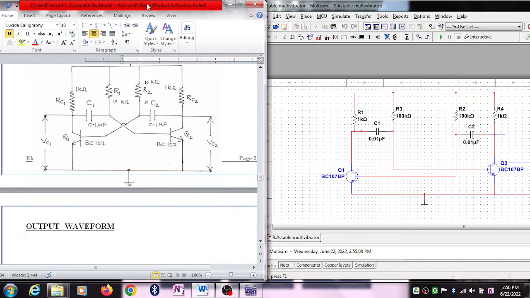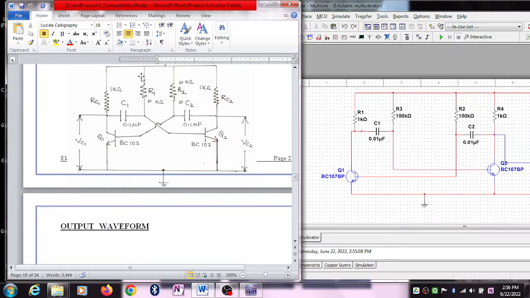Let us see a multivibrator. We are constructing an astable multivibrator. It consists of two transistors. Astable means none of the states are stable. They change from on to off. If Q1 is on, Q2 will be off, and vice versa. This is therefore referred to as an astable multivibrator.